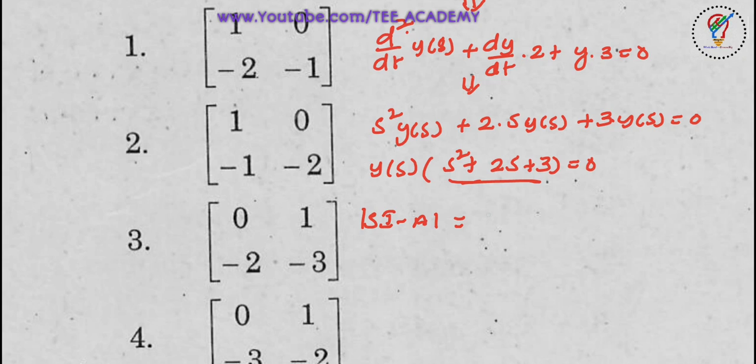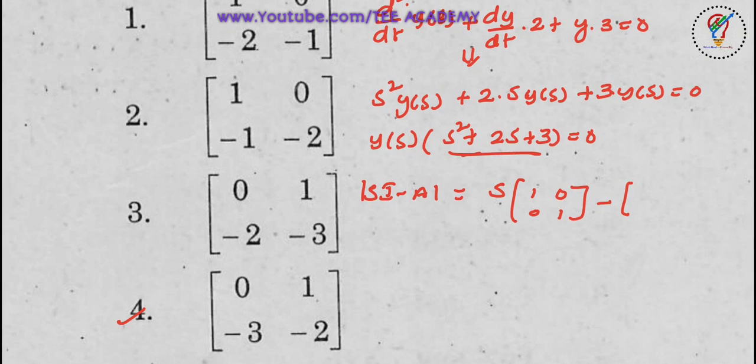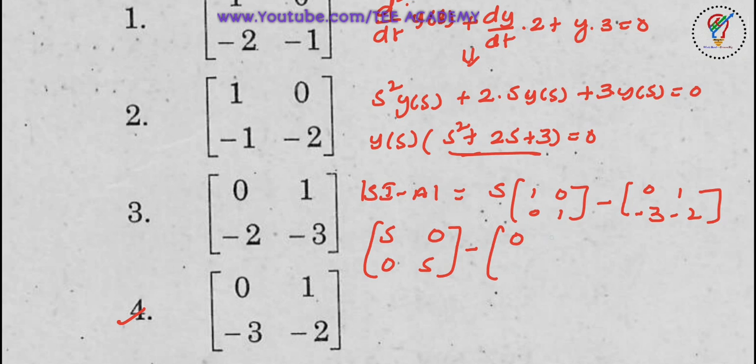What is the I here? Yes, I means the identity matrix, so s into [1 0; 0 1] minus the A value. So I will check the answer directly with the fourth option. Why? Because I know the answer. It is [0 1; minus 3 minus 2]. Now s 0 0 s, this matrix as it is. Now [0 1; minus 3 minus 2].